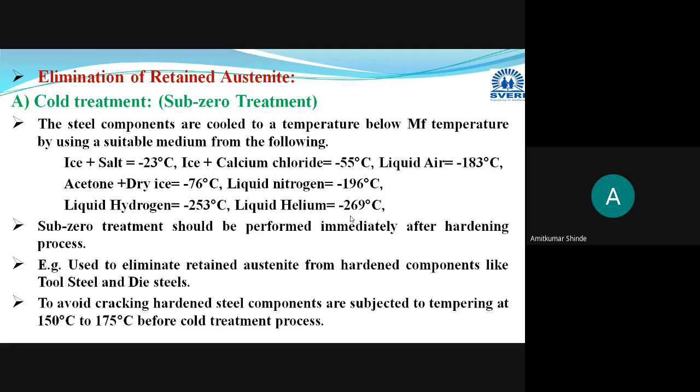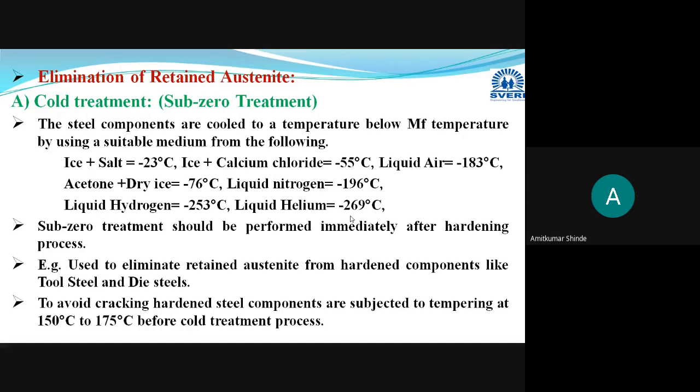Now, simply after hardening, you have to collect the component and, using the different mediums, cool it below room temperature. After that, you remove the component from that cooling medium. Then the retained austenite has been transformed to martensite. That retained austenite will get reduced, or it will get eliminated.